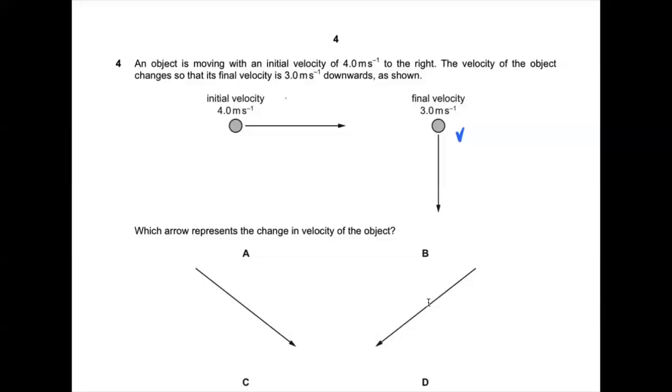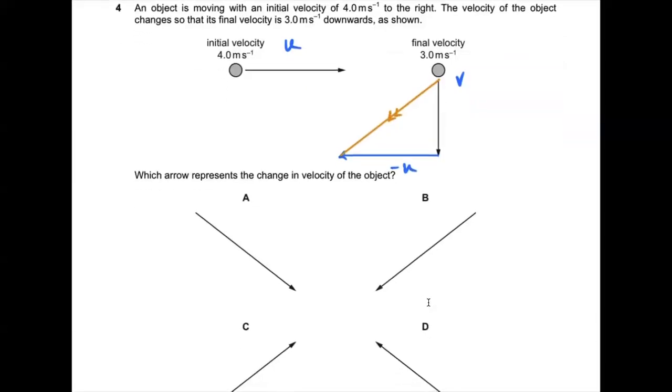So change is v minus u, right? But this is u, so minus u would be the same vector but pointing in the opposite direction. So this is your minus u. Just according to the head to tail rule, if you put it together, the v minus u arrow would be pointing like this. This is the resultant, so it must be v.